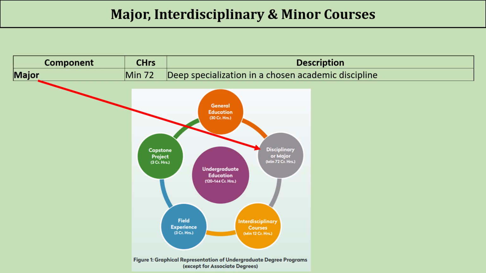Major, interdisciplinary and minor courses. Major, minimum 72 credits. The major is the student's primary academic concentration. It provides in-depth theoretical and practical knowledge in a specific field, such as computer science, economics, English literature, or biotechnology. These are the core courses of expertise students graduate with.